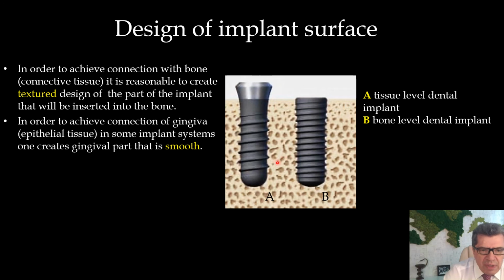In order to achieve the connection with bone, the connective tissue is responsible for creating the texture design of the part of the implant that will be inserted into the bone. In order to achieve the connection with the gingiva, here is the epithelial tissue. If you see a tissue level dental implant, we can use this implant in the posterior part of the jaw, and in the frontal part we usually use a bone level implant.